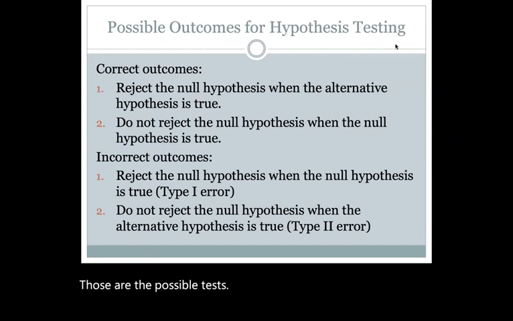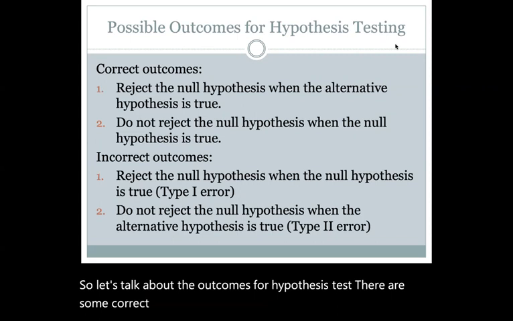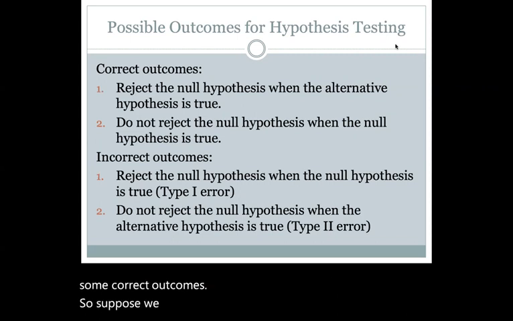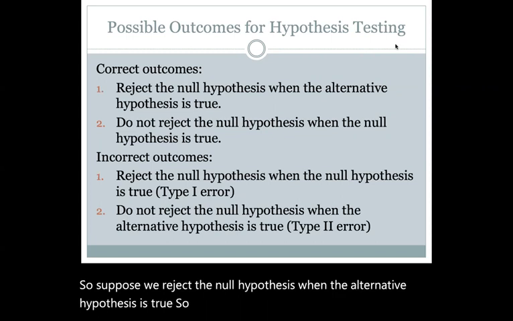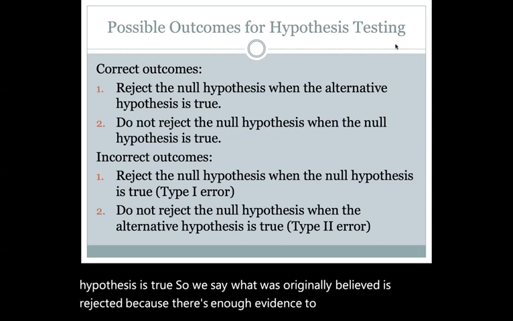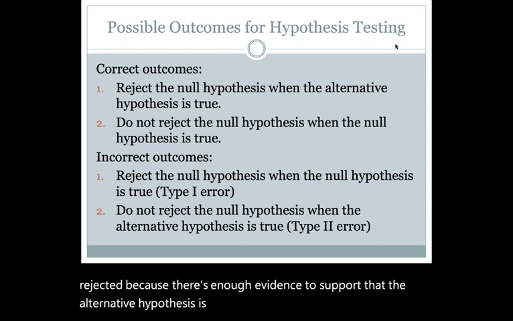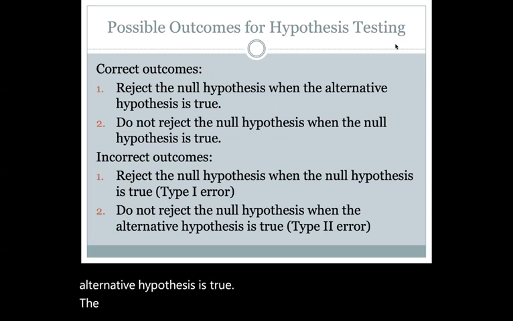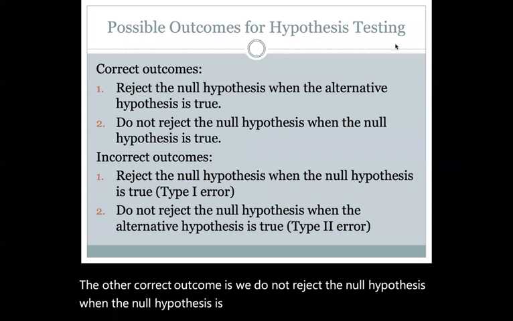So let's talk about the outcomes for a hypothesis test. There are some correct outcomes. Suppose we reject the null hypothesis when the alternative hypothesis is true. So we say what was originally believed is rejected because there's enough evidence to support that the alternative hypothesis is true. The other correct outcome is we do not reject the null hypothesis when the null hypothesis is true. So if it is correct, hopefully we do not reject it.